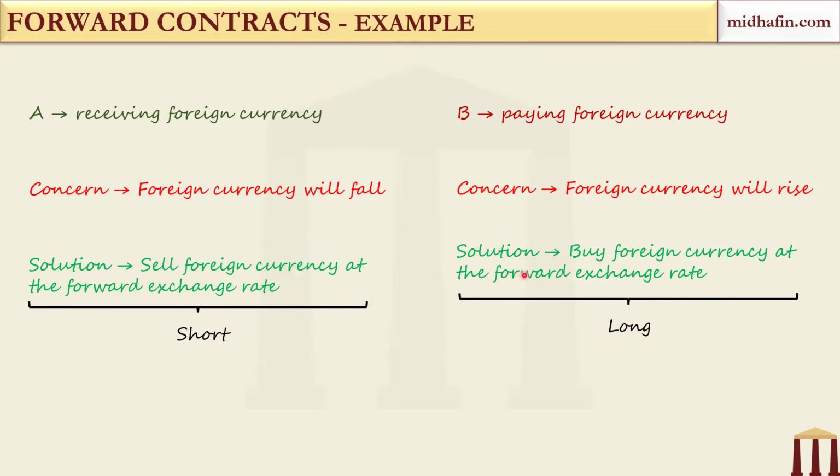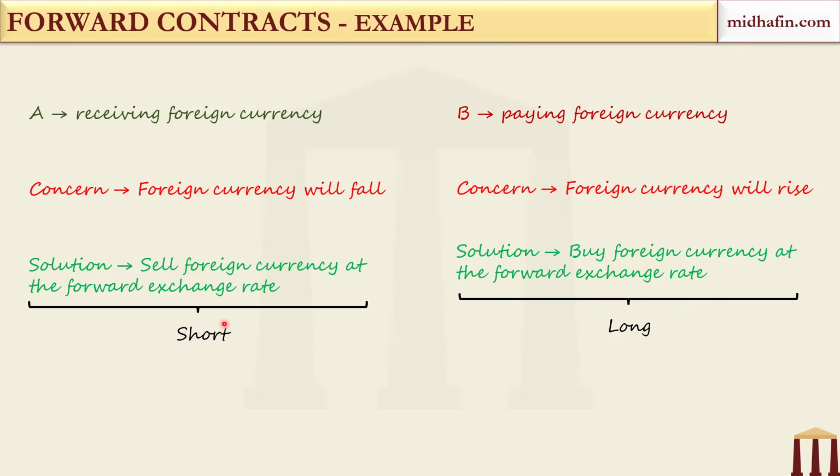And for B, the solution is that B has agreed to buy foreign currency at a predetermined exchange rate. Because now B will not have to worry about what will happen if the foreign currency rises. B already knows that when B has to pay foreign currency in the future, it can always buy the foreign currency at a fixed rate, which it has locked in, and then pay it to the other party. And when A is going to receive the foreign currency, A can always sell that foreign currency at the predetermined exchange rate that A has locked.